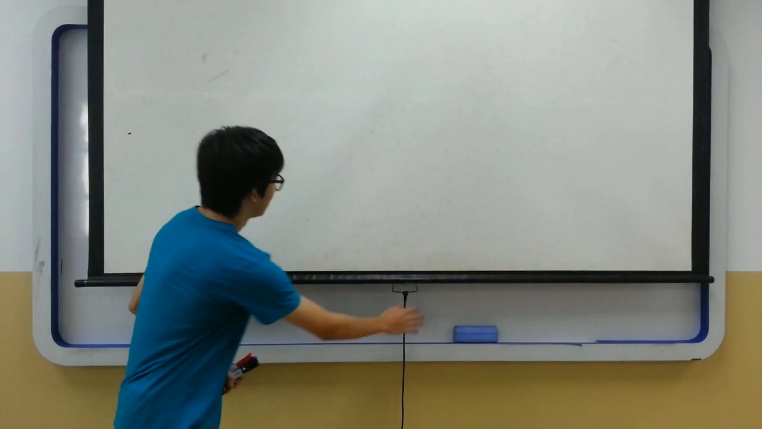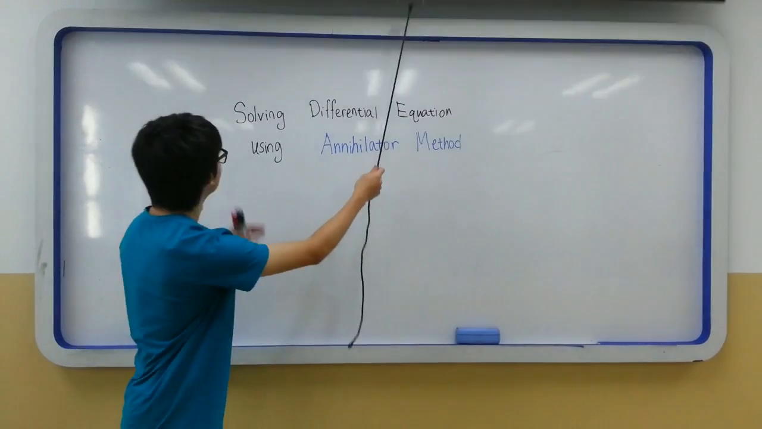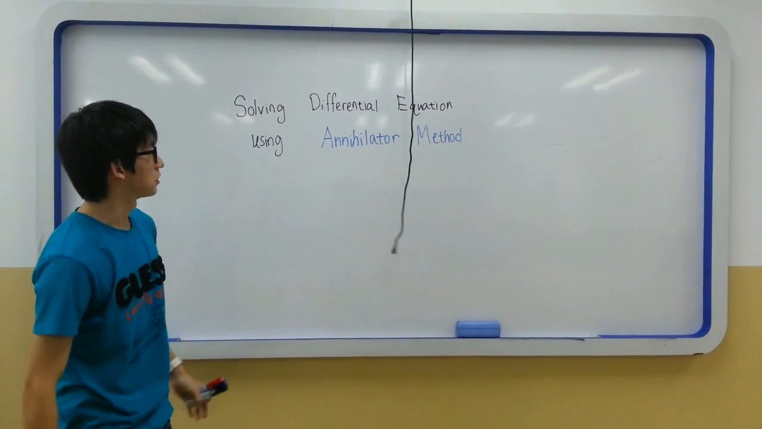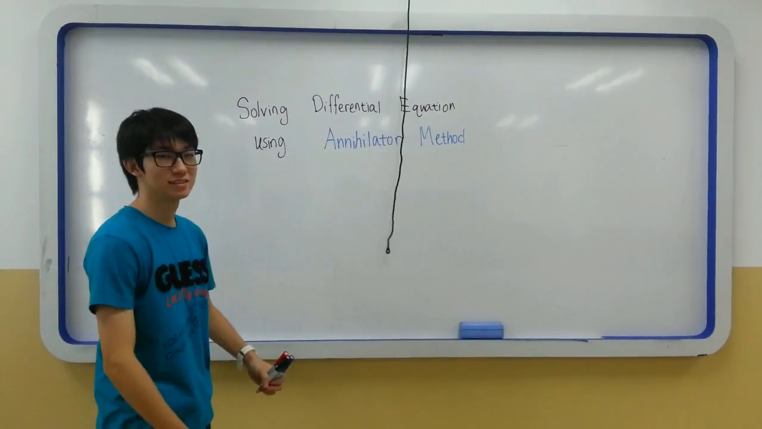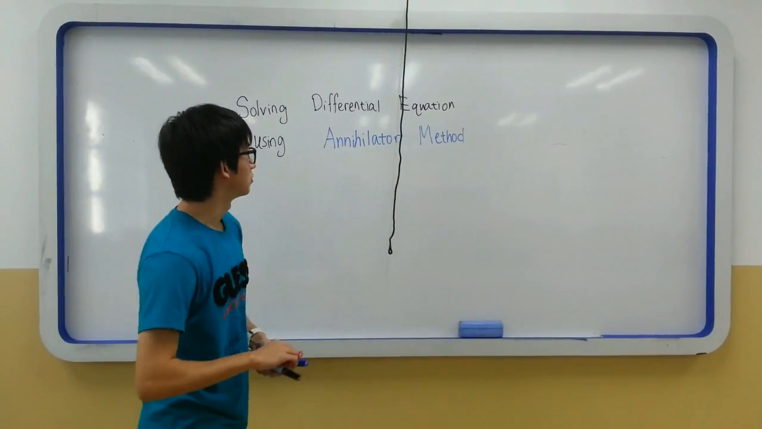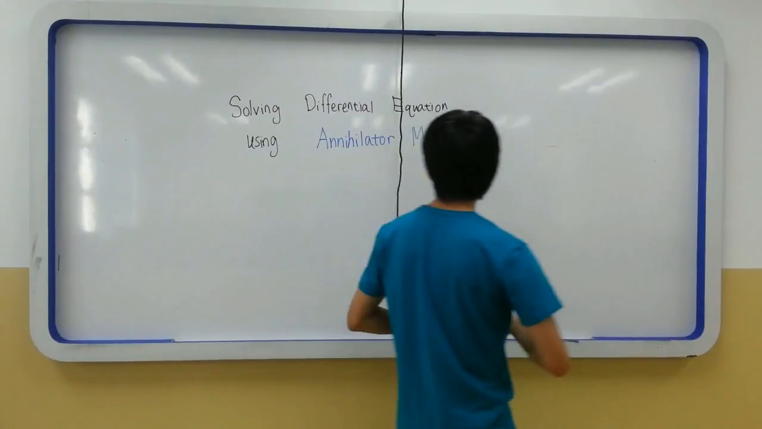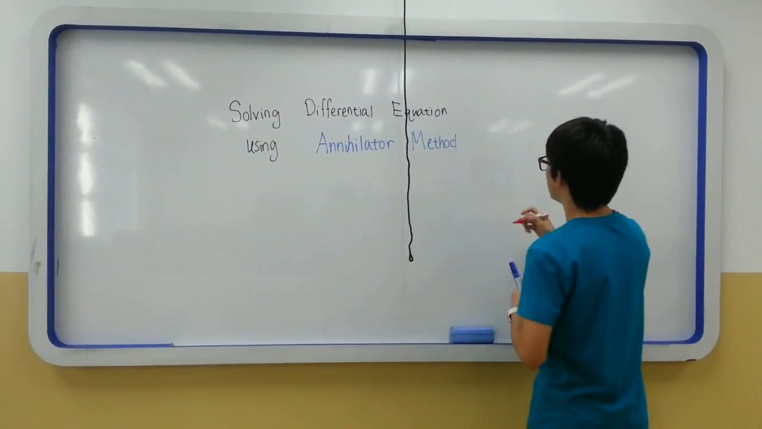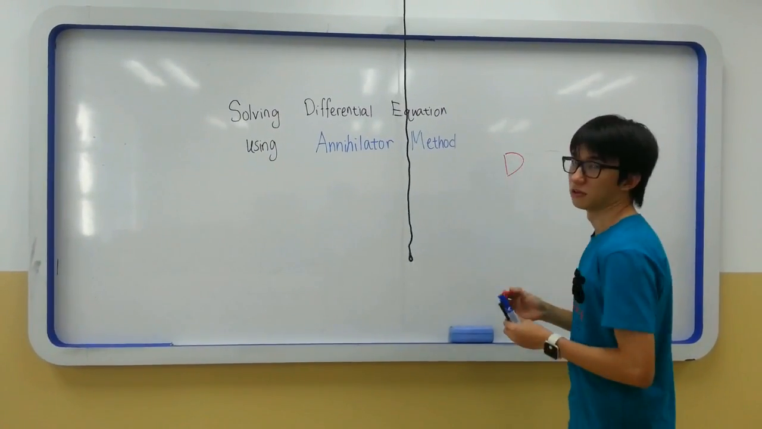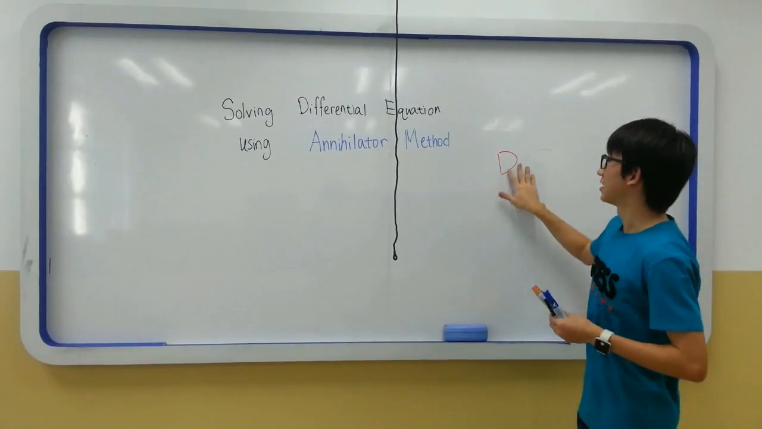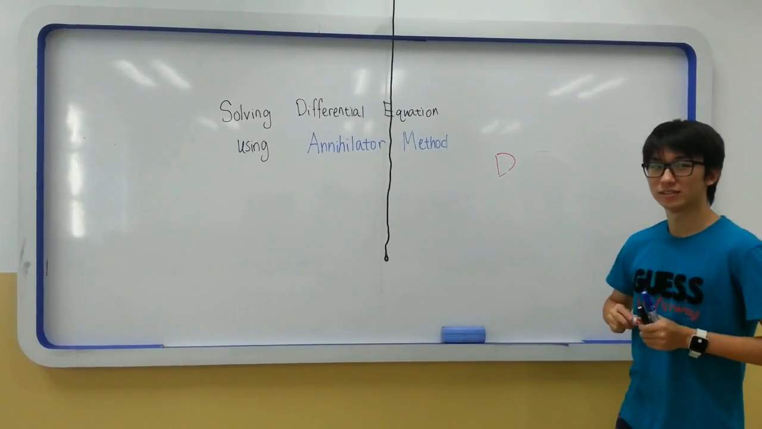So today we're gonna talk about solving differential equations using the annihilator method. To solve this, we need to set up the annihilator operator, which is in terms of D. So Bob, do you know how to set up these annihilator operators?